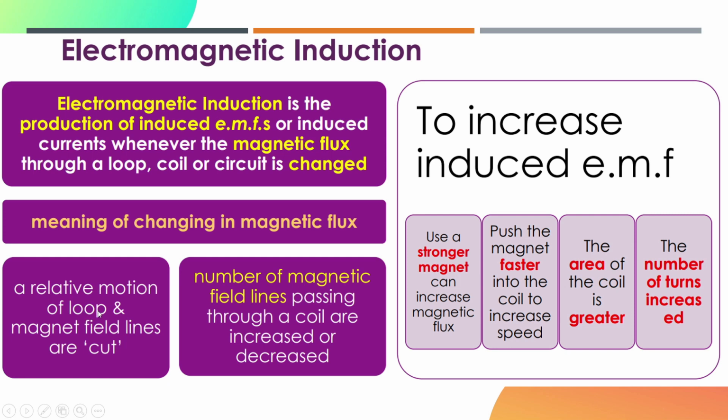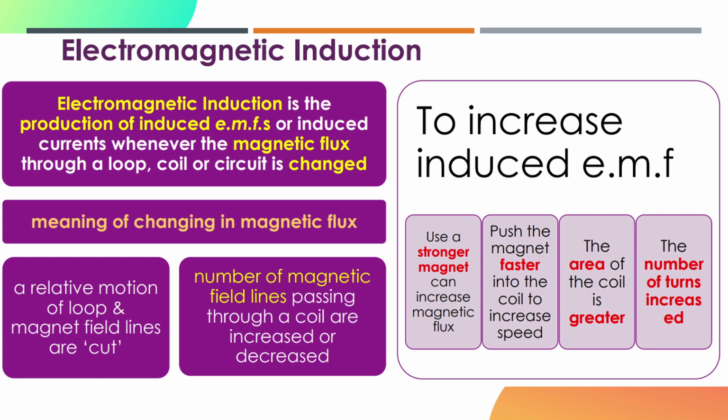Okay, and macam mana berlakunya electromagnetic induction? When there is a relative motion of loop. Bila ada pergerakan loop, pergerakan loop dengan apa? When there is a relative motion between the loop and magnetic field lines, and the loop cuts the magnetic field lines. Maknanya bila loop itu bergerak, dia memotong magnetic field lines itu. So terdapat perubahan magnetic flux. Itu secara basic lah yang you kena faham.